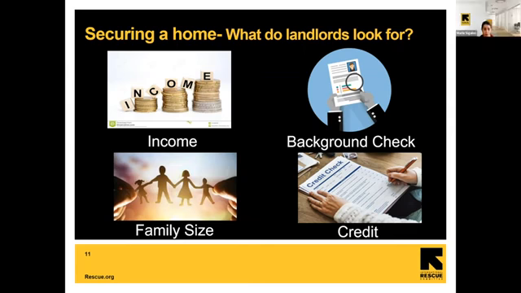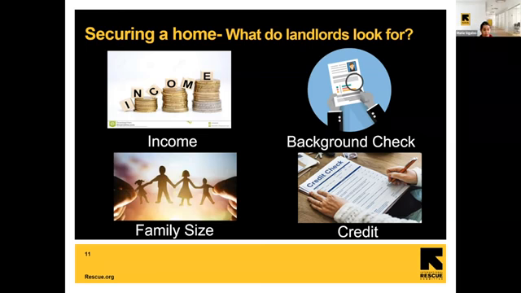Some places will also ask about your family size. A lot of cities and states have rules about how many people can live in a certain amount of space. So, for example, they don't want 10 people living in a 1-bedroom apartment. And so they might ask about your family size when you're applying for a new apartment or home.